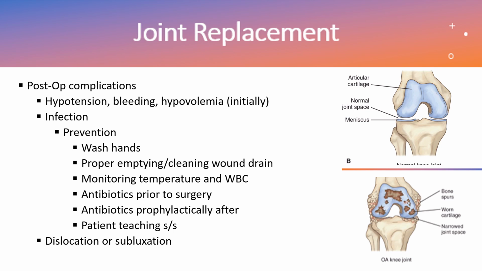The most immediate post-operative complications are hypotension, bleeding, and hypovolemia due to excessive blood loss during surgery. Wound site infection is another potential complication. Intraoperative and postoperative adherence to asepsis with washing hands, proper emptying and cleaning of the drain, and monitoring temperature and white blood cell counts are simple measures to help prevent wound site infection.